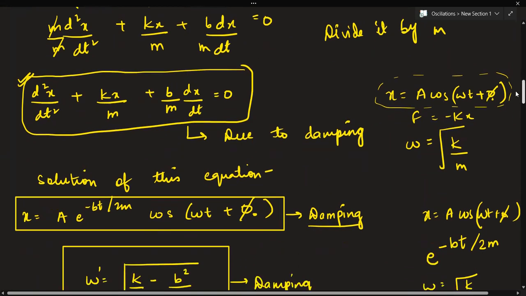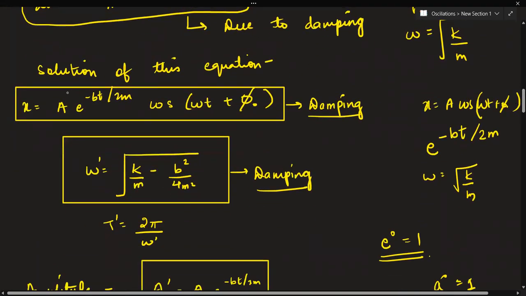Similarly, the displacement equation will also have variations. The amplitude won't be A this time; it will be A e to the power minus bt divided by 2m. m is mass, b is the damping constant, t is time, and e is the simple exponential that we use. Since the displacement is not the same, the angular frequency and time period won't be the same. Omega was under root k by m. Now it is under root k by m minus b square by 4m square. All these variations come due to the damping.